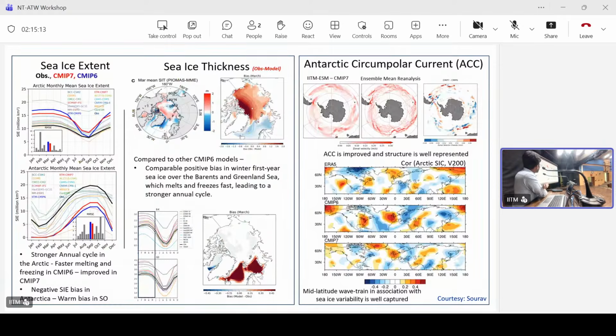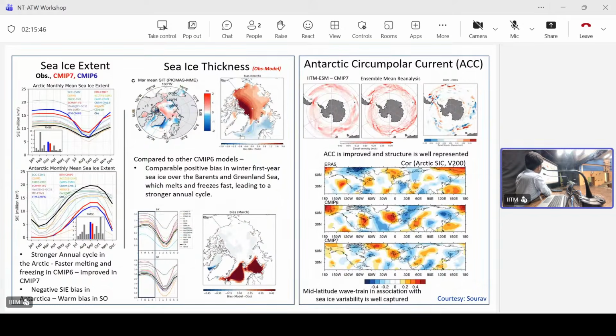Another important aspect which we look at is the sea ice extent. So we have a better representation. The blue curve is the CMIP6 version of the model, and the red curve is the CMIP7 version of the model. So we have a better representation of sea ice as well in the Arctic. And we also see that the RMSE has substantially reduced in this version of the model. Our ACC, that's the Antarctic Circumpolar Current, is also very well improved and well represented in the current version of the model.